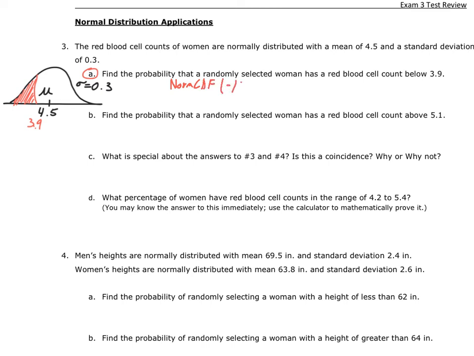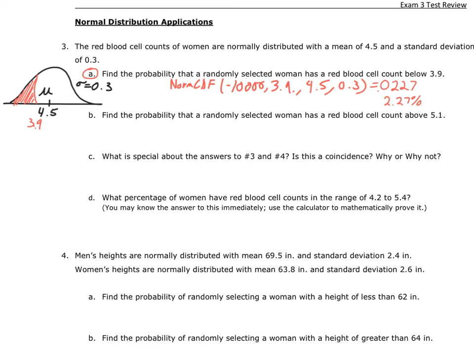You're starting at about a negative 10,000, just all the way over to the left somewhere. We're going to go up to the point that we're looking for, in this case 3.9. And then we're looking at a mean of 4.5 and a standard deviation of 0.3. So that's what you have to type into the calculator. When you type that in, you get a value of 0.0227, or roughly 2.27%. So the chances of getting a female that's below 3.9 is about 2.27%.